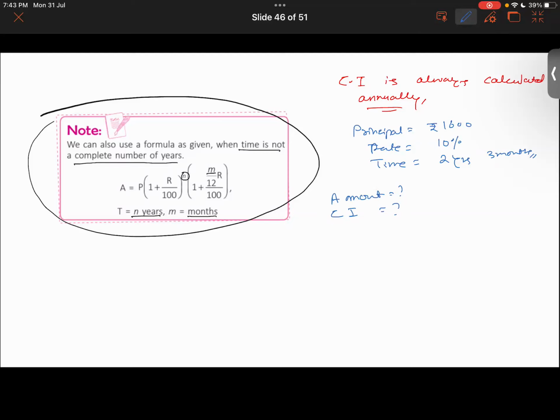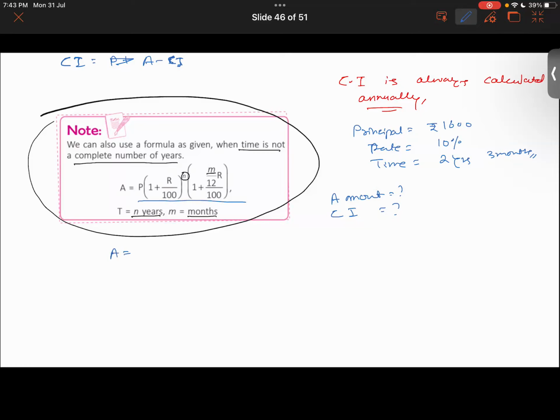Because compound interest is equal to what? Amount minus principal. Amount minus principal, or in this case, compound interest. Right? Okay, look, let's use this formula and try to find out our answer.